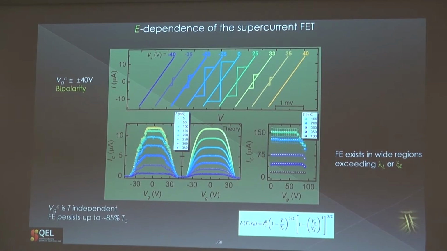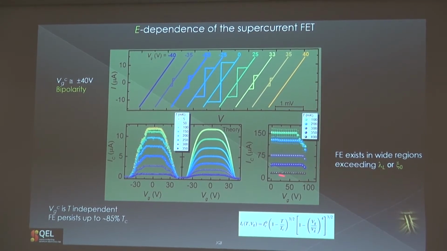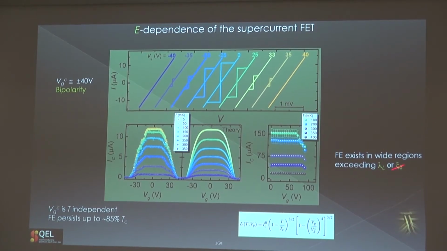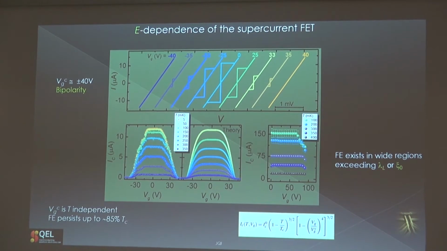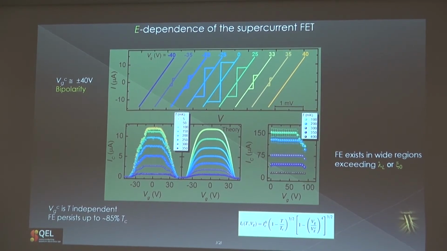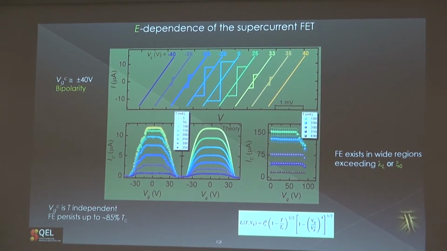And this field effect persists up to very large temperature, 85, 90% of the critical temperature of the superconductor. So it seems something that is extremely hard to kill. Moreover, in order to demonstrate that the field effect exists also in very wide regions exceeding the London penetration depth or the coherence length, we made very large platforms of this metal, something like 4 micron by 4 micron, so 40 coherence lengths, more or less.